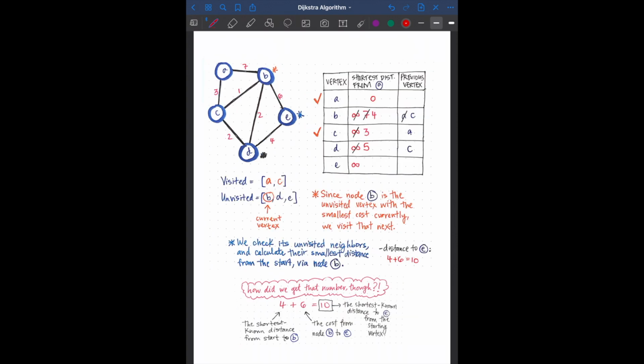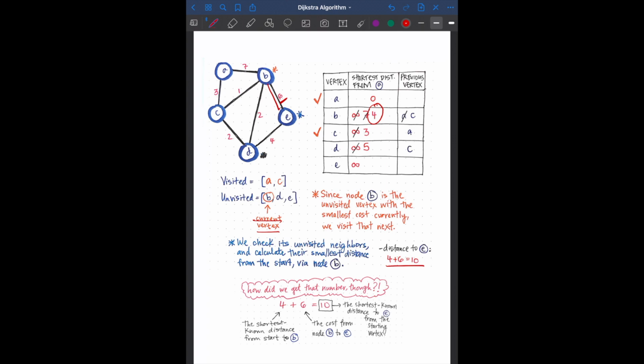Now again, since node B is the unvisited vertex with the smallest cost, we visit it next. We will mark B as the current vertex. We check its unvisited neighbors and calculate their smallest distance from the start via node B. So the distance to E will be the distance of B plus the weight from B to E. B to E is 6. So we will write 4 plus 6, that is 10.